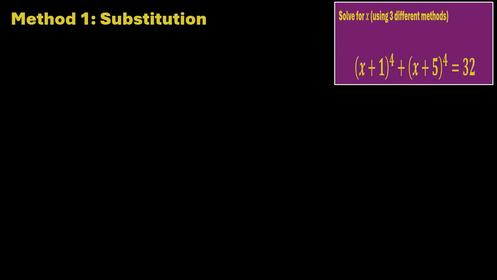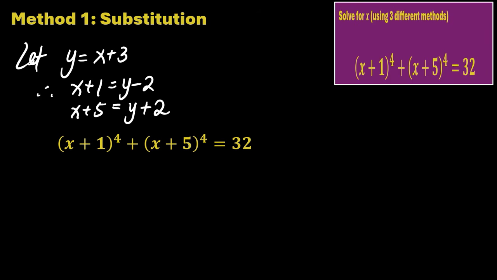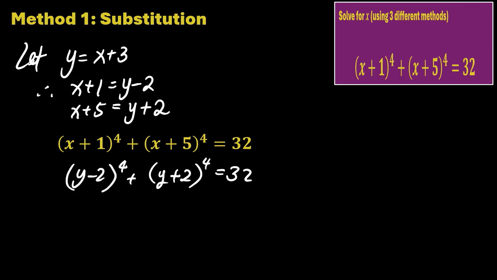Method 1: Substitution. We let y be x+3. Therefore, x+1 equals y-2 and x+5 equals y+2. The original equation becomes (y-2)^4 + (y+2)^4 = 32. You do this because there is a kind of symmetry about the line x equals negative 3. Using Pascal's triangle: 1, 1, 1, 2, 1, 1, 3, 3, 1, 1, 4, 6, 4, 1.